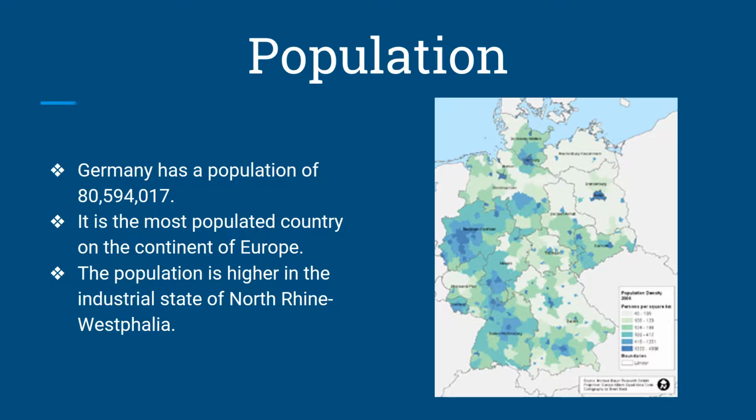The population is higher in the industrial state of North Rhine-Westphalia due to the river located there. Urban areas attract larger and denser populations. The map shown on the right is the population density of Germany in persons per square kilometer.